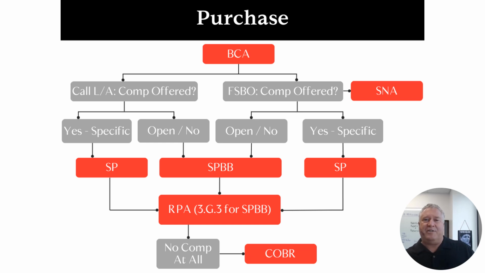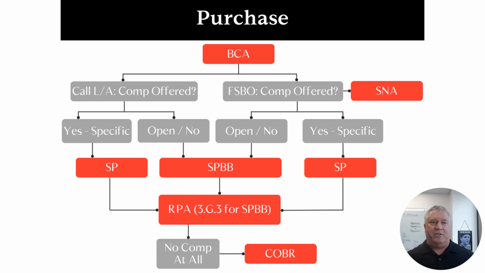So we go through the BCA. Then, which kind of property are we looking at? Probably a listed property, right? But it could be a for sale by owner. So both of those are in the flow chart. If it's a for sale by owner, the first thing you're going to do is send them a seller non-agency.